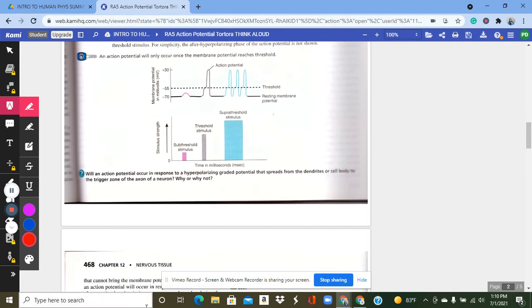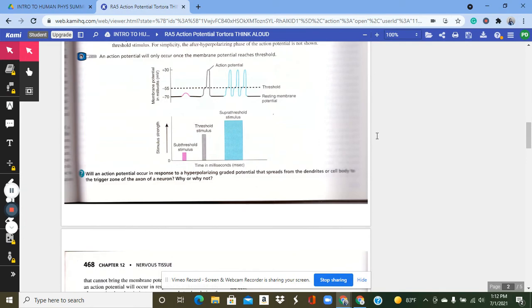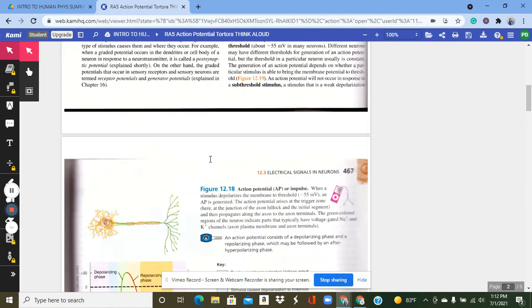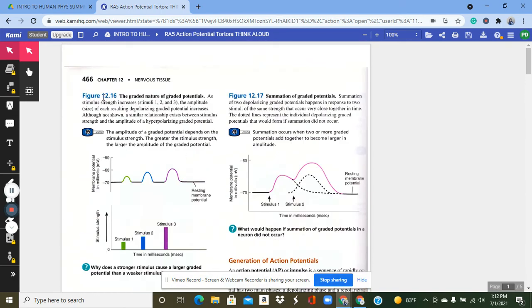Okay, so will an action potential occur in response to a hyperpolarizing graded potential that spreads from the dendrites or cell body to the trigger zone of the axon of a neuron? Why or why not? Okay, so before I actually answer this question, let me just go over the definition of graded potential that was given here in the first section. I know I'm not supposed to read this part, but I might as well try.